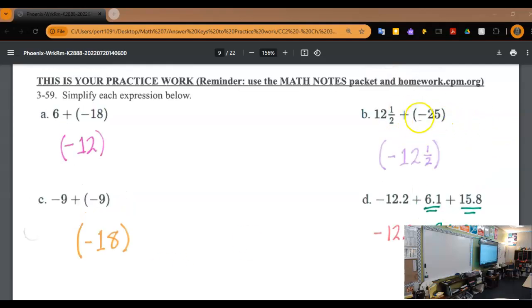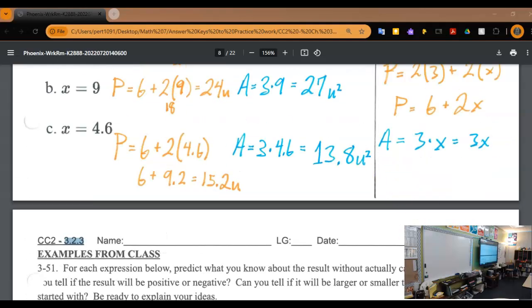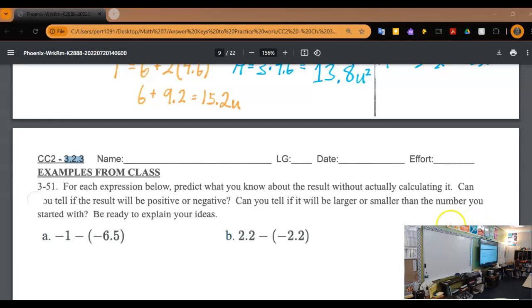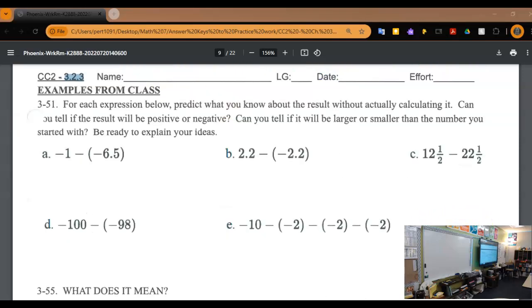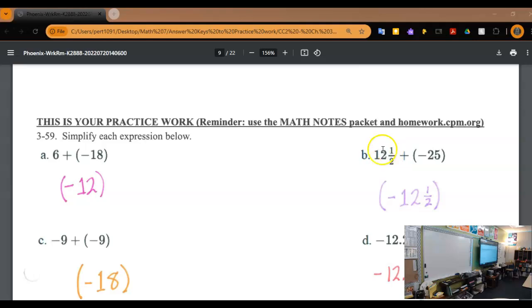B. So we talked about this one in class where the halves were able to cancel each other out. But can anyone tell me how 12 and a half and 25 sort of relate to each other? And I know that's negative 25, but how 12 and a half and 25, there's kind of a relationship there. Since you asked, do you know?